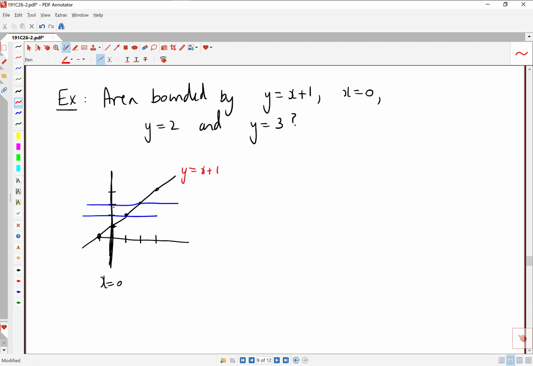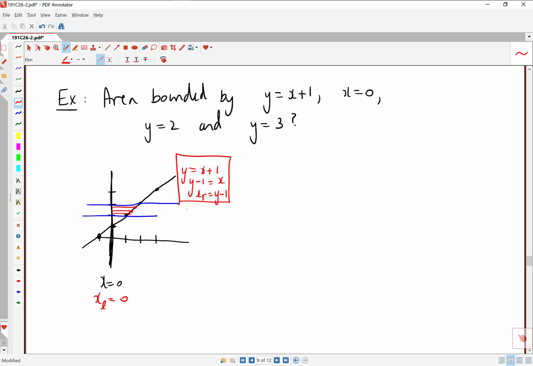So imagine laying out some horizontal slices through this region. See, that's going to work really nicely because for every horizontal slice, x left is going to be 0. And for every horizontal slice, x right is going to be coming from this equation, y equals x plus 1. So the only catch here is that we have to take this equation, y equals x plus 1, and solve it for x. So if we bring the 1 over to the other side, we'd have y minus 1 equals x. In other words, x right equals y minus 1.